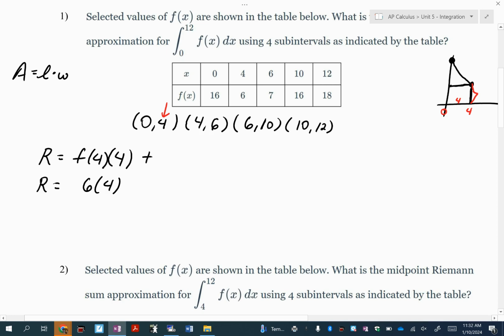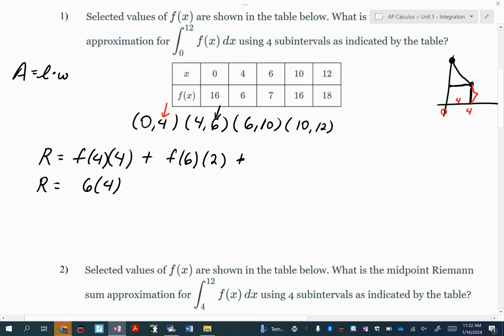Plus, let's do the next interval. The next interval is 4 to 6. What is the distance between 4 and 6? 2. So that's going to be my width. Then I put an arrow next to which of these numbers is on the right. The 6. So I'm going to do f of 6. I'll keep going to set it up, and then we'll do the next line.